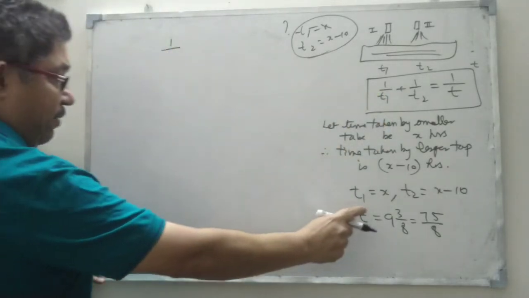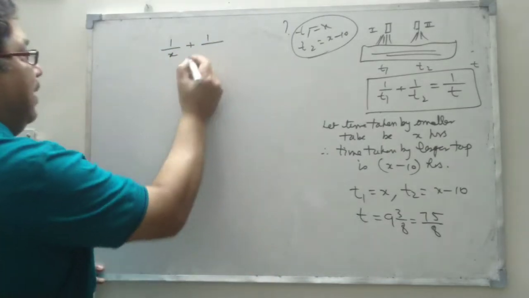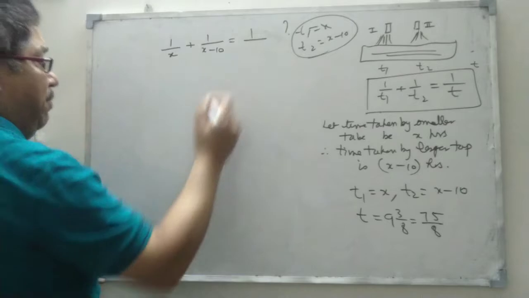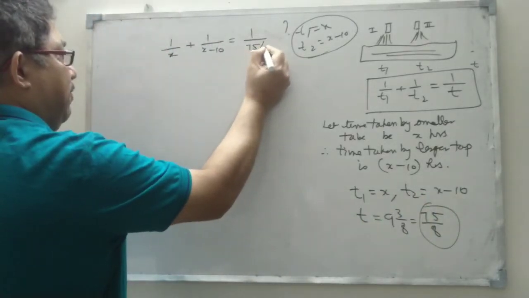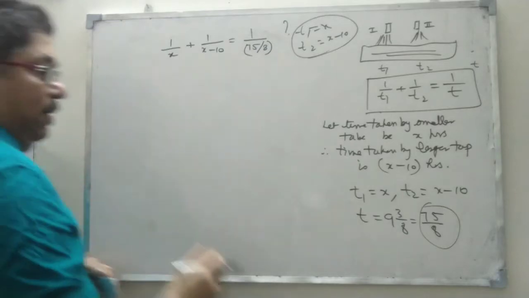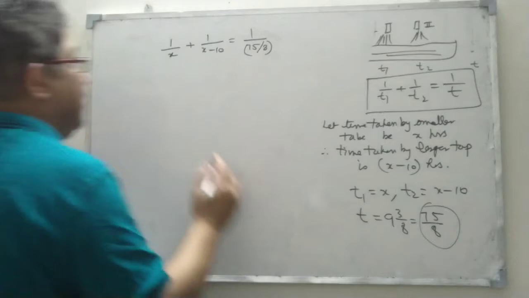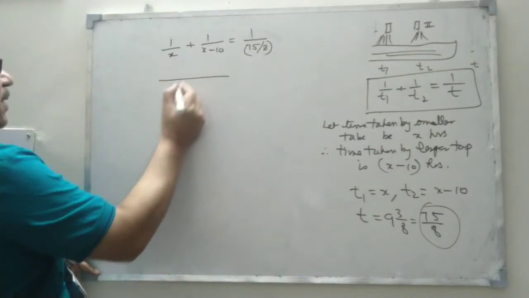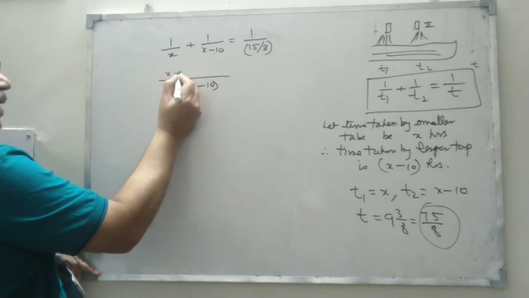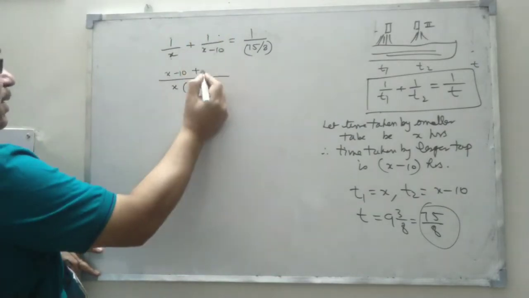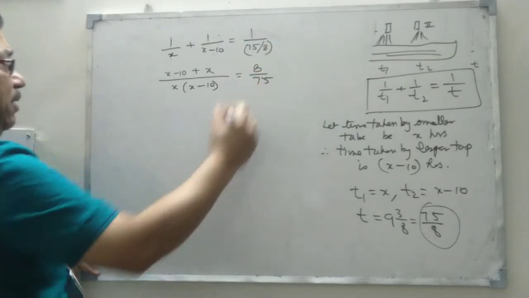1 by T1, that is 1 by X, plus 1 by T2, that is 1 by X minus 10, is equal to 1 by T, that is 1 over this, 75 by 8. Okay, I don't need this, so let me take this away. You take LCM. X, x minus 10: x minus 10 comes here, x minus 10 plus x comes here, x. And this is of course 8 will go in the numerator, 8 by 75.